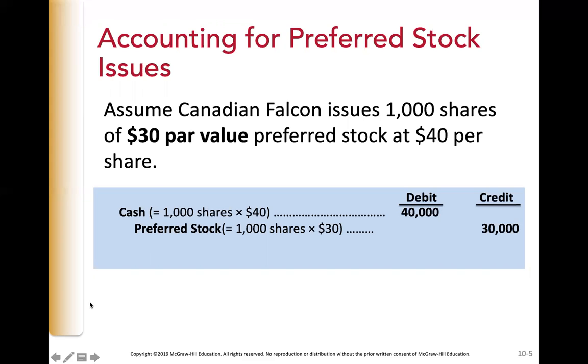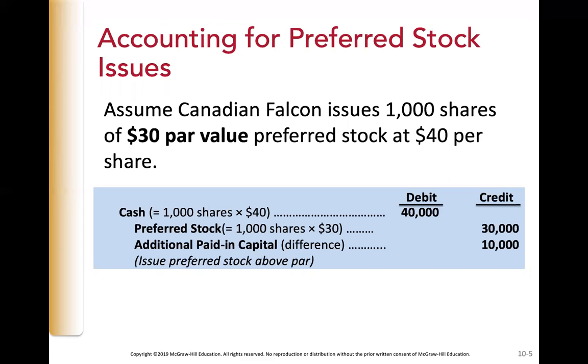So what's going to be our balancing credit? The difference between the market price and the par value of $10 per share times 1,000 shares. Right. Additional paid in capital. Same thing we did for common stock. Record the difference when issued above par value to the additional paid in capital account.